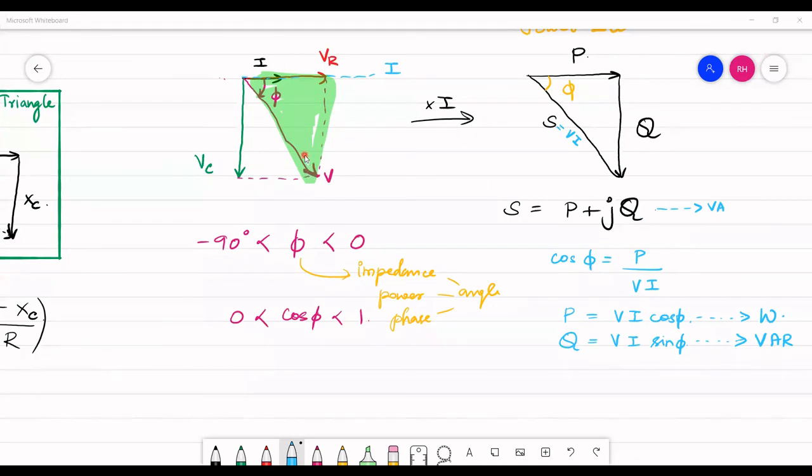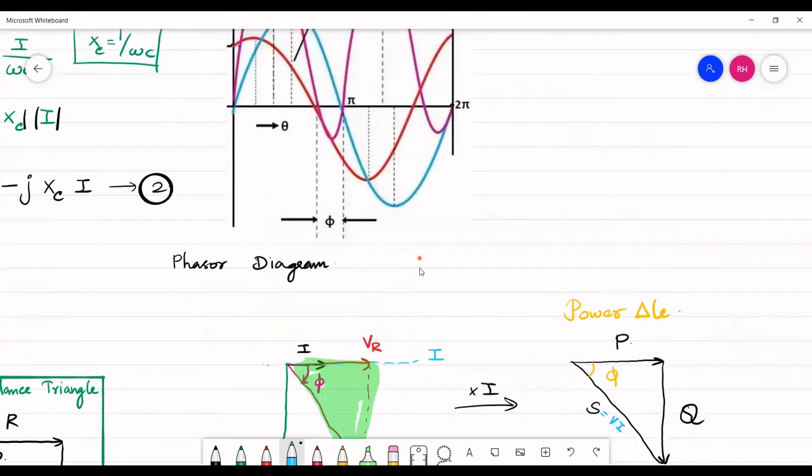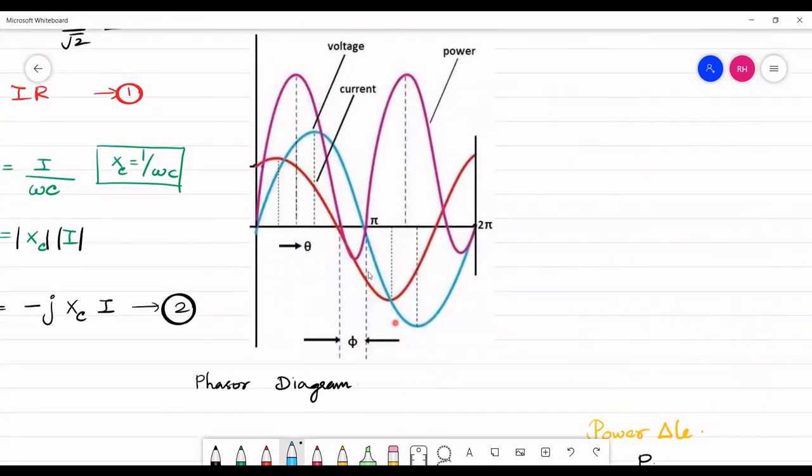Now from this phasor diagram, let me introduce you to the waveform. As can be seen here, voltage lags current by an angle phi, or it could be said current leads voltage by an angle phi. Voltage is Vm sine omega t, a sinusoidal waveform, and the current waveform as seen here leads voltage by an angle phi. So this is the current waveform, and we have the voltage waveform.